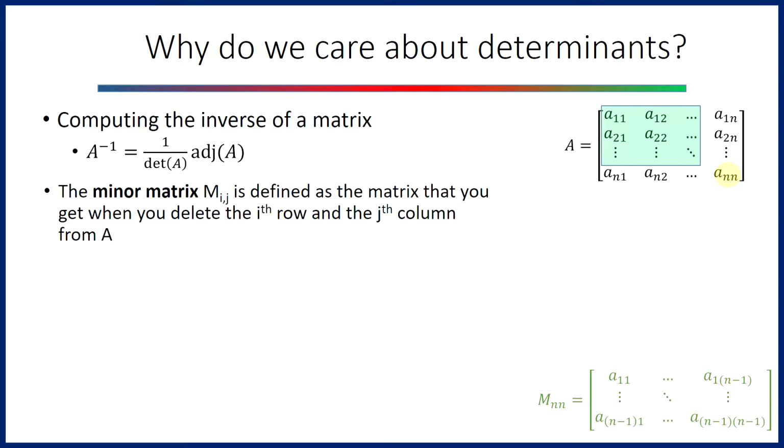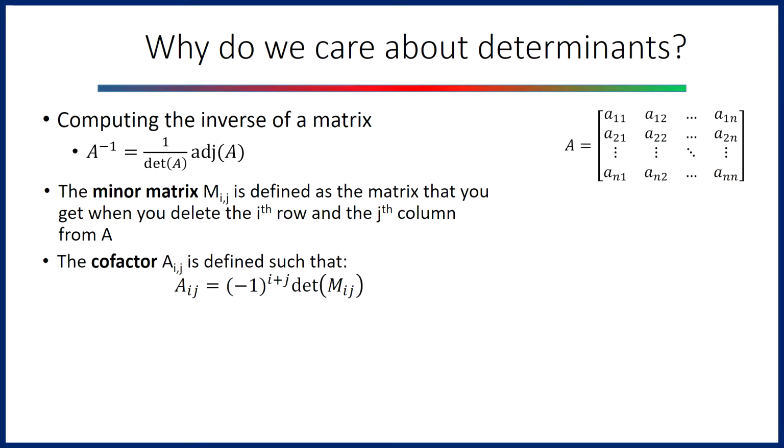The next thing that we need to define is a cofactor. Cofactors are defined such that the cofactor aij is equal to -1 to the i plus j times the determinant of the minor matrix ij. So each cofactor alternates in multiplying the minor matrix determinant by -1 or 1. If you're paying attention, we've already computed the cofactors. The determinant of a matrix is really just the sum of the cofactors for the first row of the matrix.